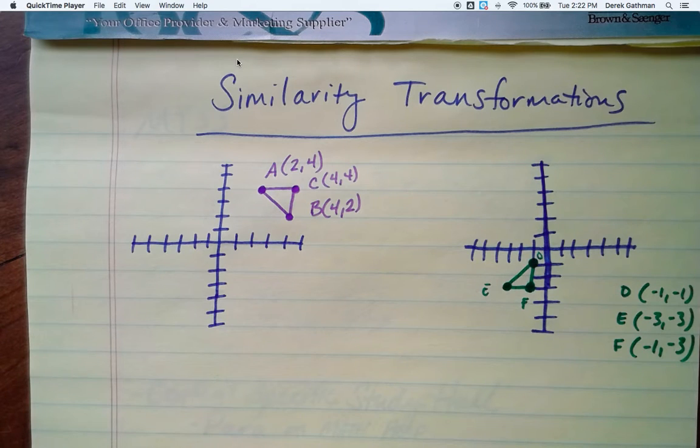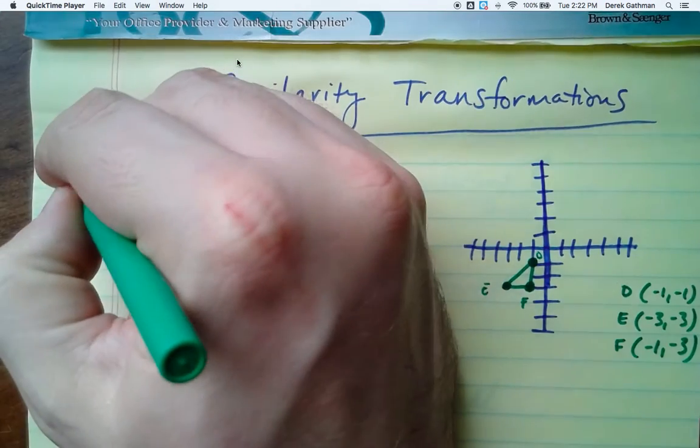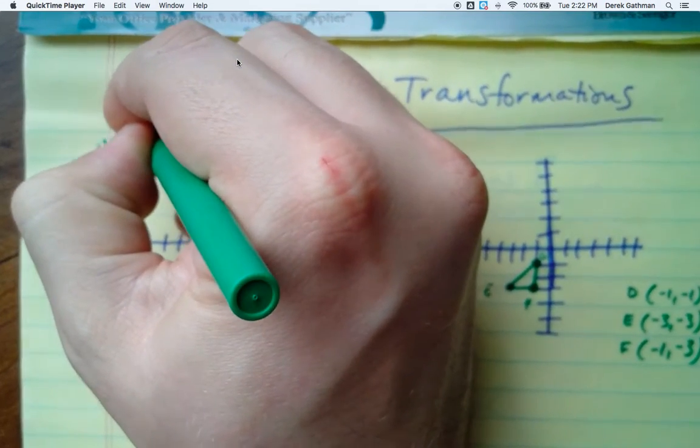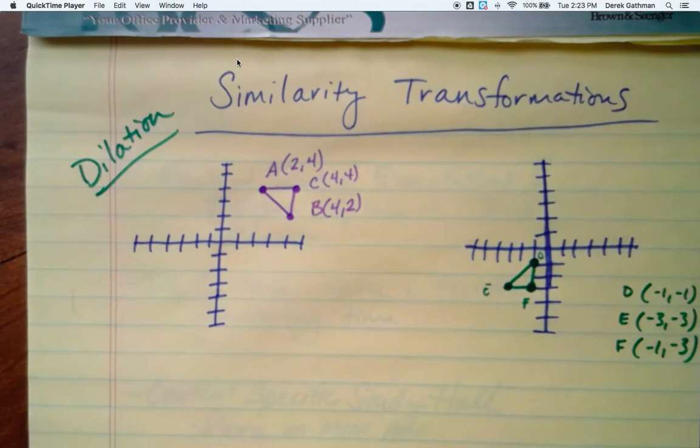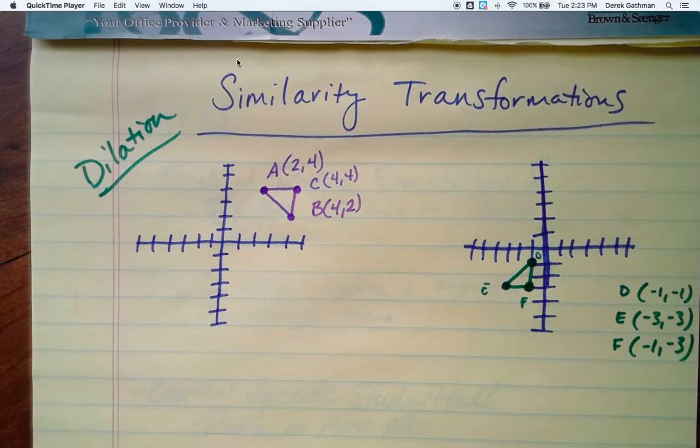All right, our next concept here is similarity transformations. And so another name for that is called a dilation. Last concept, we talked about rigid transformations where we had translations, reflections, rotations, and the shape and size didn't change. In a dilation, the shape will stay the same, but the size changes. So we have two different dilations.